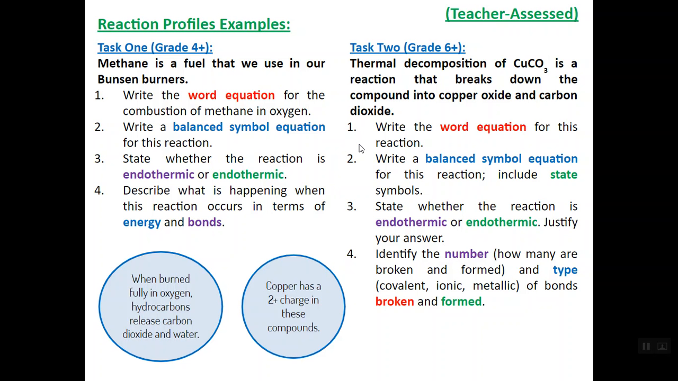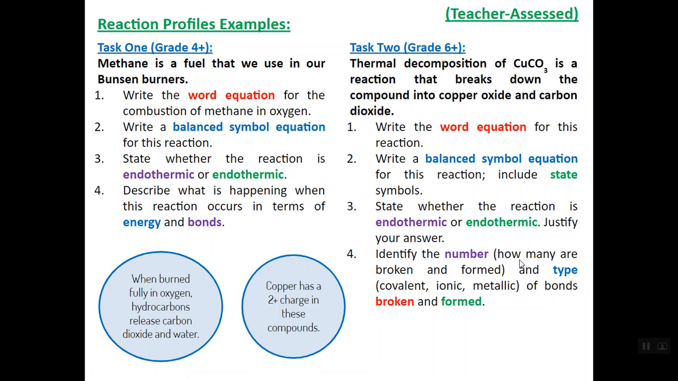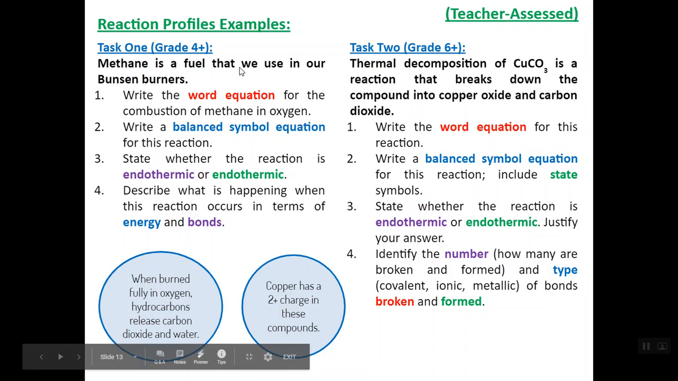It's a little bit more difficult for grade 6 because you've got to justify your answer. So why is it endothermic or exothermic? And you've got to identify the number. So how many bonds are broken and formed, which is a little bit difficult. If you're really struggling, I would stick with this grade 4 one. If you want a bit of a challenge, do grade 6.